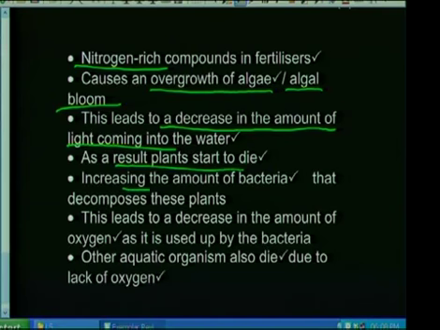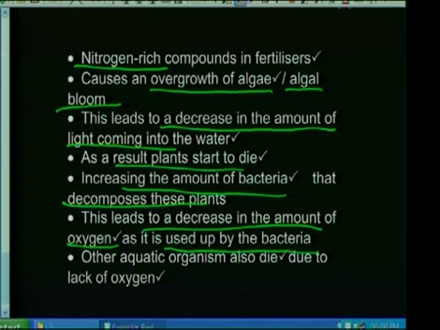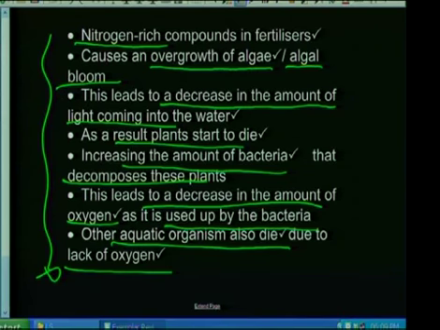And this will increase the amount of bacteria, because bacteria decompose. If the plants are dying, more bacteria will come and decompose their bodies. This leads to a decrease in the amount of oxygen, because there's a big growth in the bacteria, and they're going to use up the oxygen. Now, other organisms like fish and frogs in the water will die because of a lack of oxygen. Can you see? One chain reaction following on the other. So that is a simple explanation of eutrophication and how it happens.